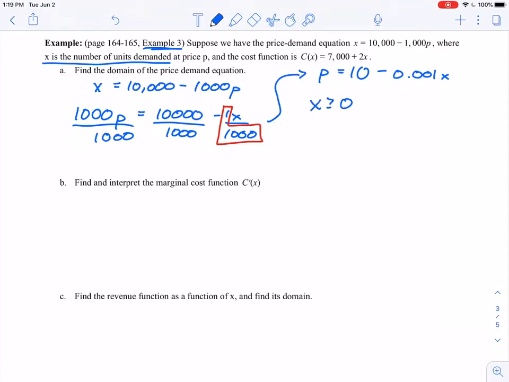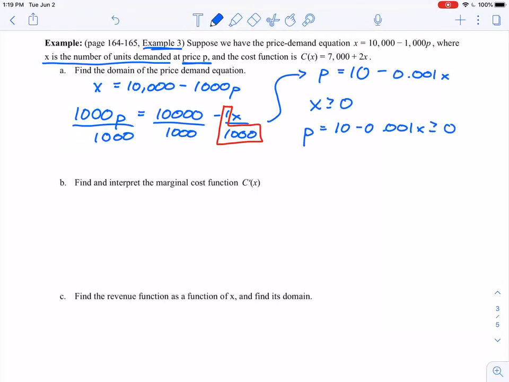The other thing I need to think about is, okay, well, the other piece of this puzzle that I have right here is price p. And I found that in most successful businesses, they charge a positive value here. So I'm going to say my price should be greater than or equal to 0 as well. But I want to write my domain in terms of x. So my price, which is equal to 10 minus 0.001x, should be greater than or equal to 0.